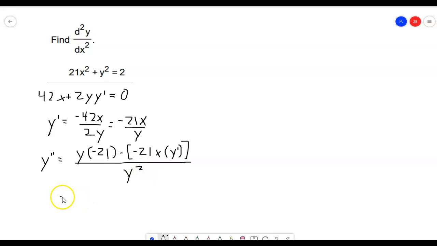Alright, so let's clean this up a little bit. I'm going to get negative 21y, plus 21x times y prime, all over y squared. Now we can still do quite a bit with this. We don't want to leave it like this. We want to simplify this as much as possible and leave this just in terms of y's.